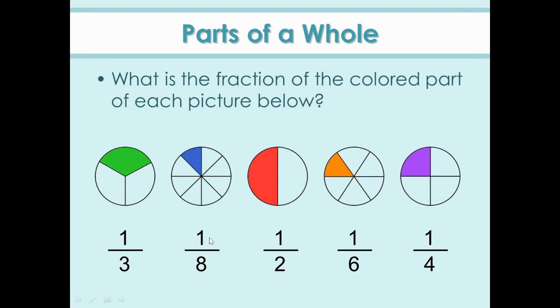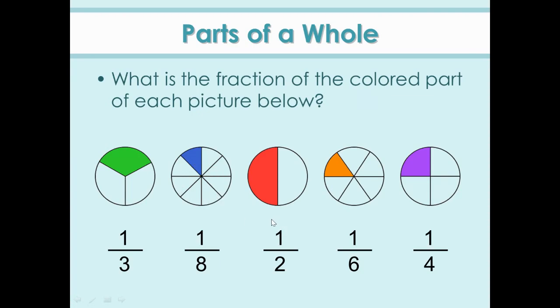Let's move over to the next one. Our numerator is 1 because one part is shaded. And our denominator this time is 8 though, because it's the same circle as over here, but it's broken up into 8 equal parts. If you were to count them out, 1, 2, 3, 4, 5, 6, 7, 8.